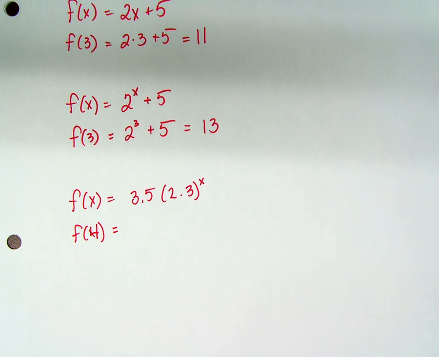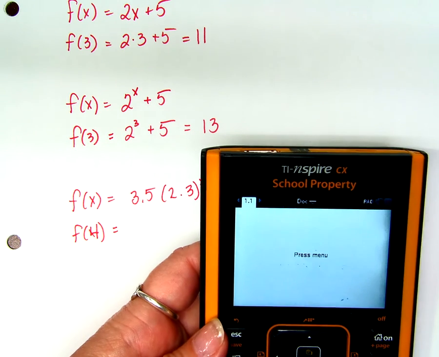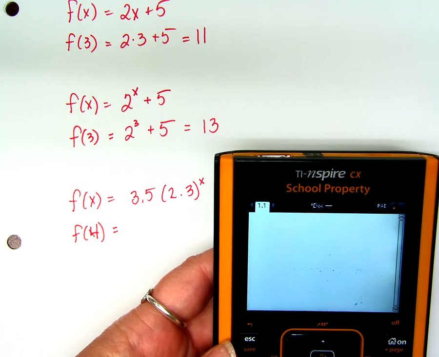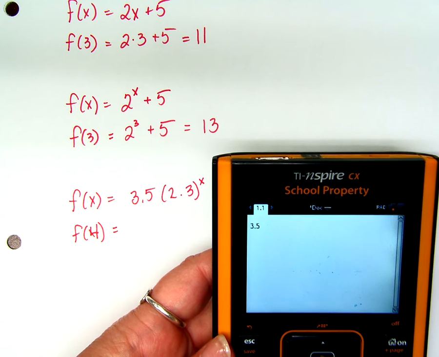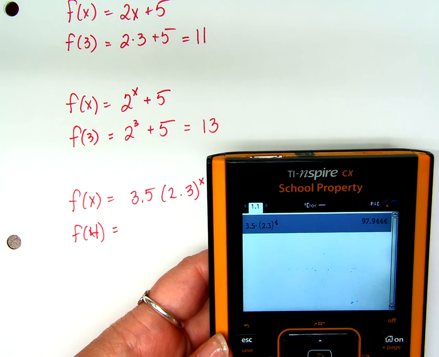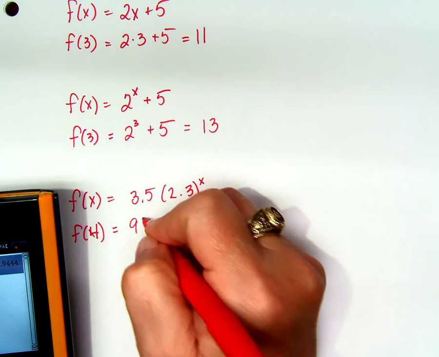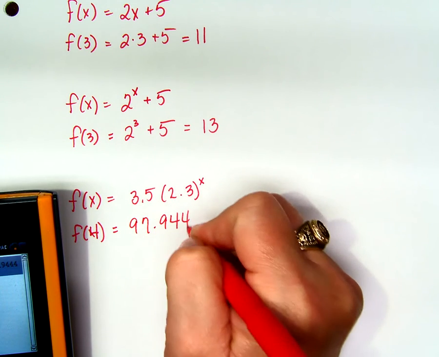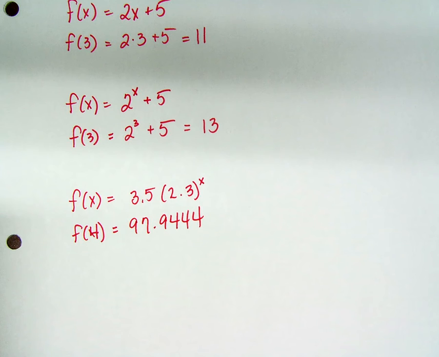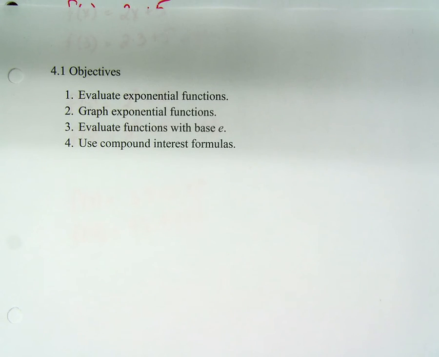Okay? I need a new document. That's a calculator. And I literally put in 3.5 times 2.3 raised to the fourth power. Guess what the answer is? Exactly what it says on the screen. 97.9444. Done. You got evaluating exponential functions? Any questions on it? Okay.